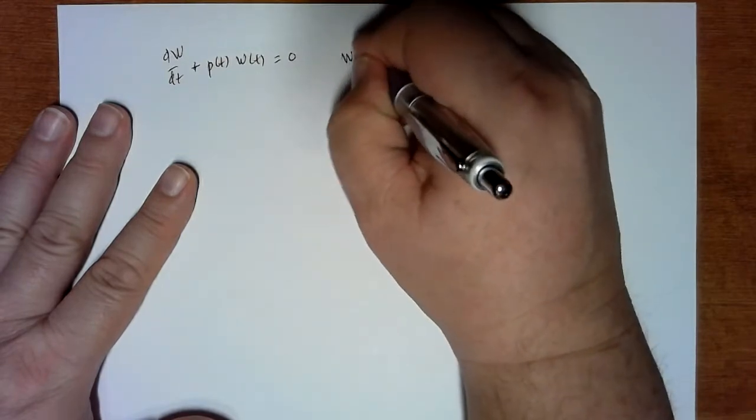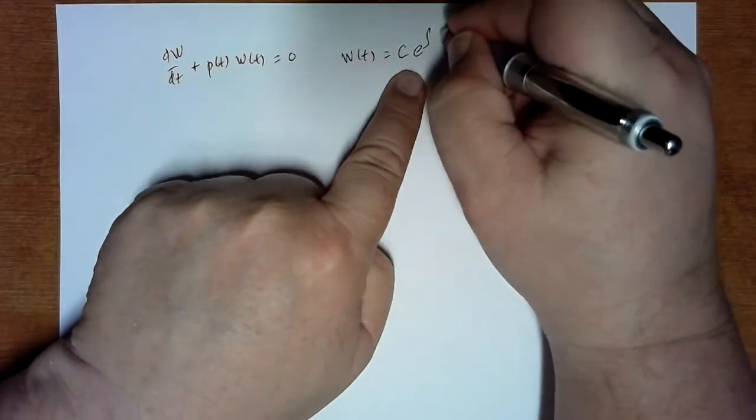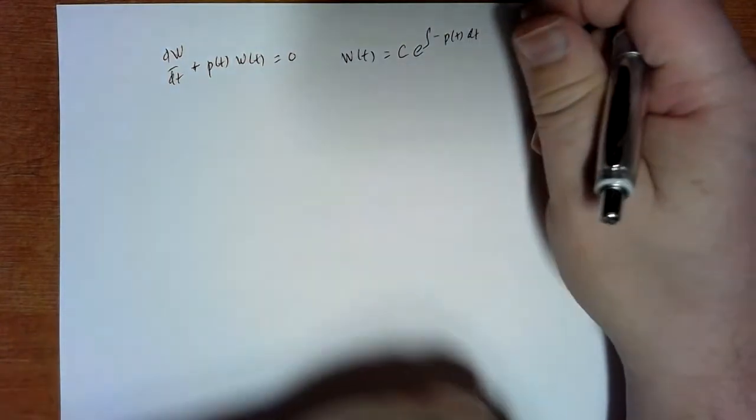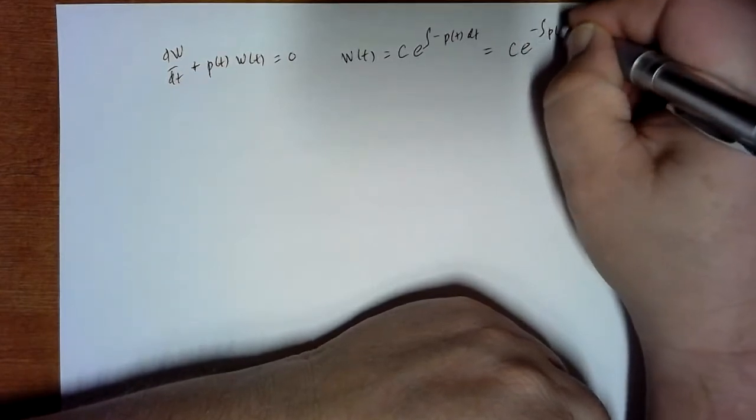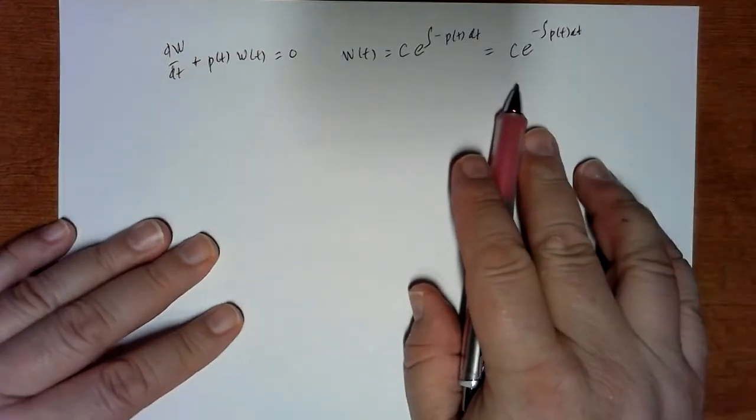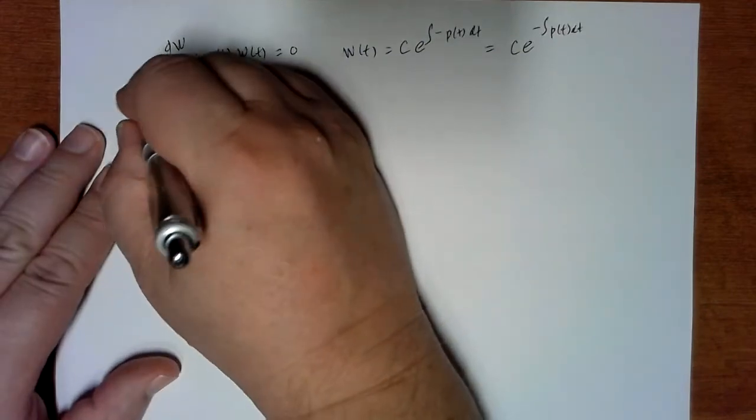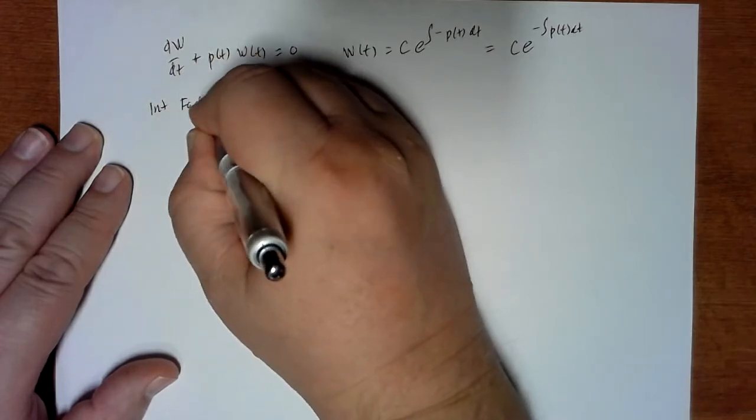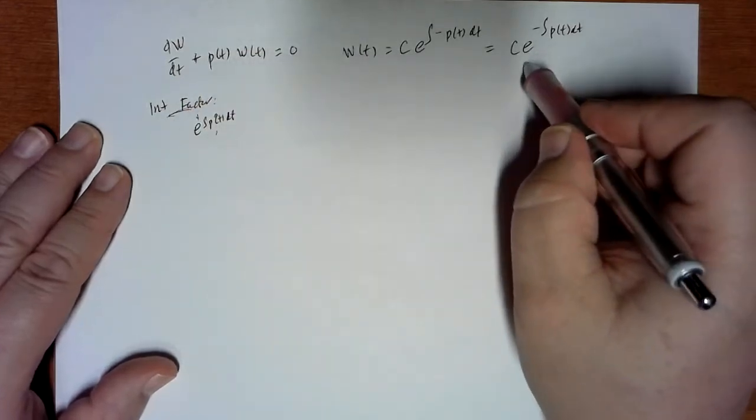The solution is going to be an arbitrary constant times e to the integral minus p of t dt. Okay. I guess I could put the minus sign out. Be careful here. This is the Wronskian. This is not the integrating factor, right? Because the integrating factor itself is e to the integral positive p of t dt, right? You have a plus sign for the integrating factor. This is the Wronskian.